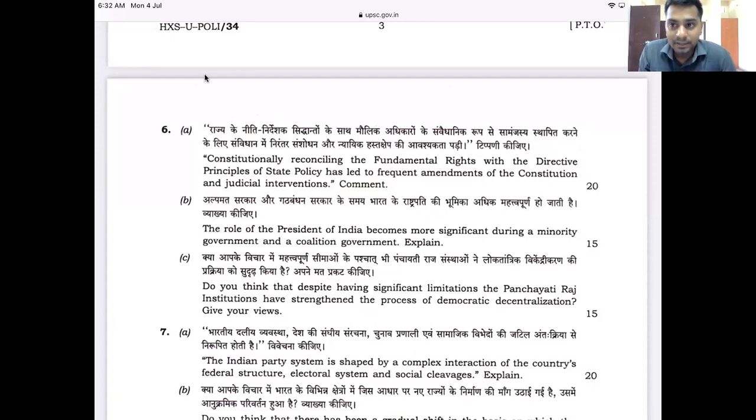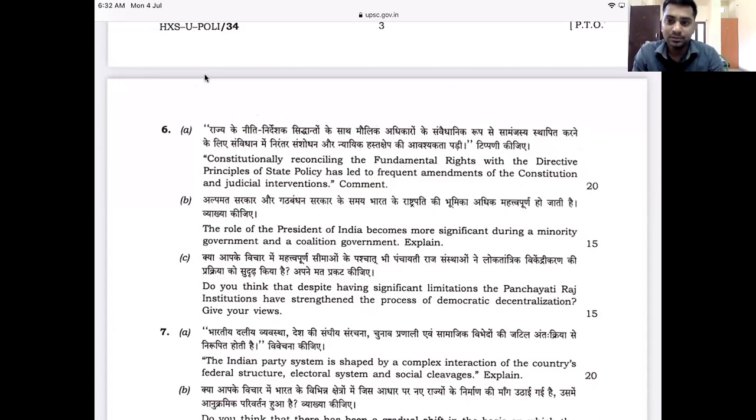In GS, unlike optional, you have only two questions, that is the 10 marker and the 15 marker. That's it. As a result, 250 will be there. But here you have a 10 marker, a 15 marker, and a 20 marker. This is the thing that you have to understand.